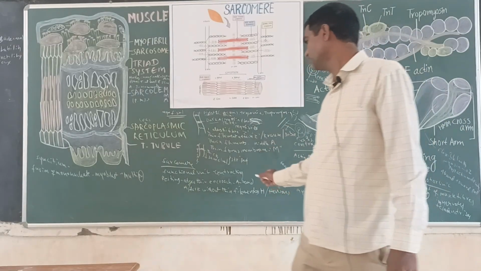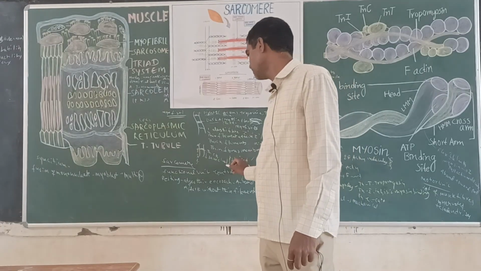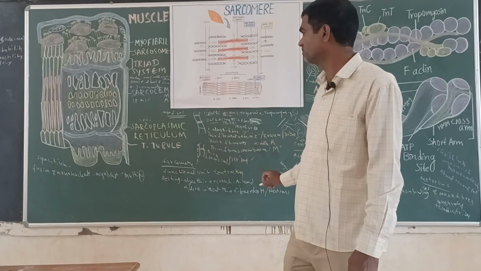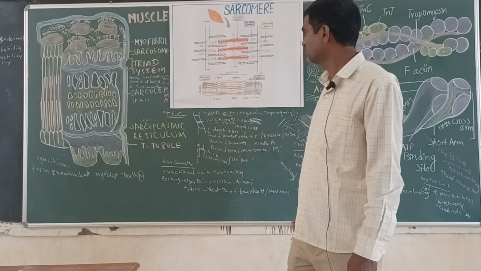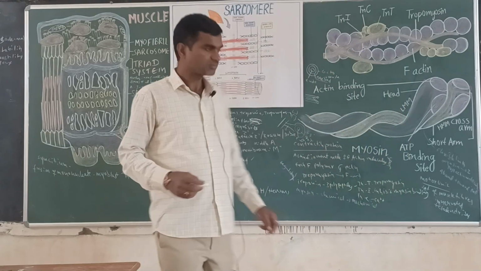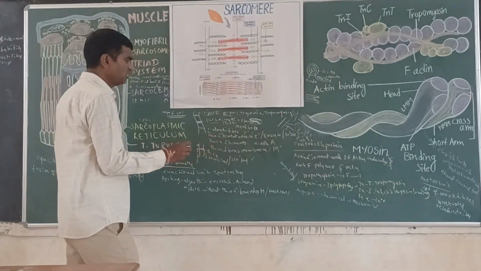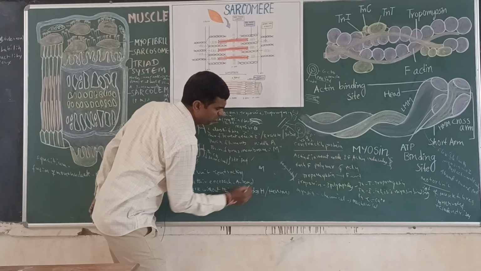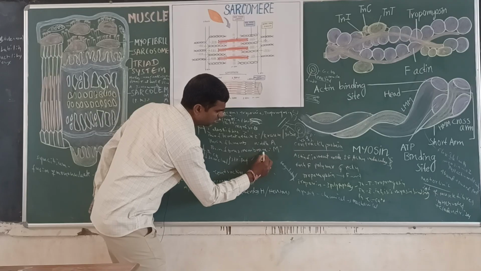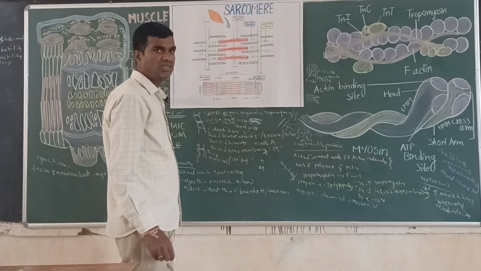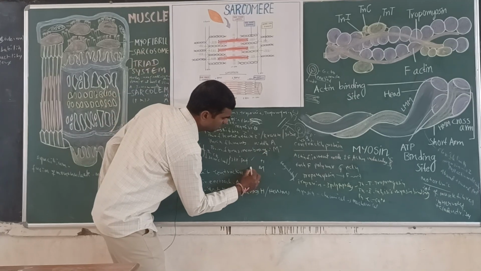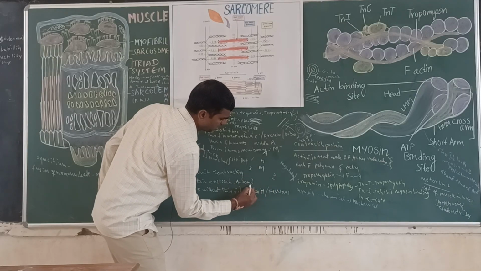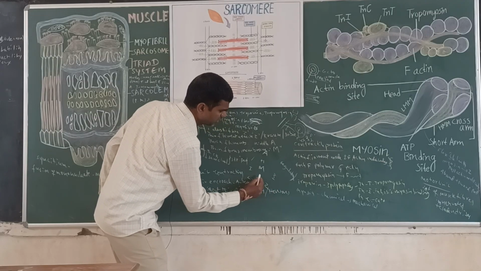So here it contains stripes, it is called a striped muscle or skeletal muscle. If you see here the skeletal muscle, for example, this is the M line, this is the H line, and this is the A band. Now these are the I bands, and these are the Z bands.